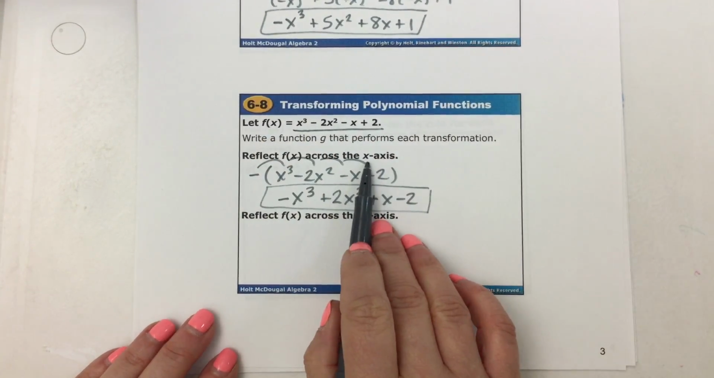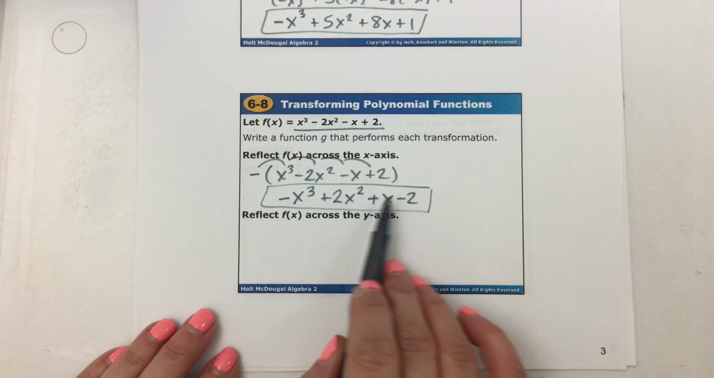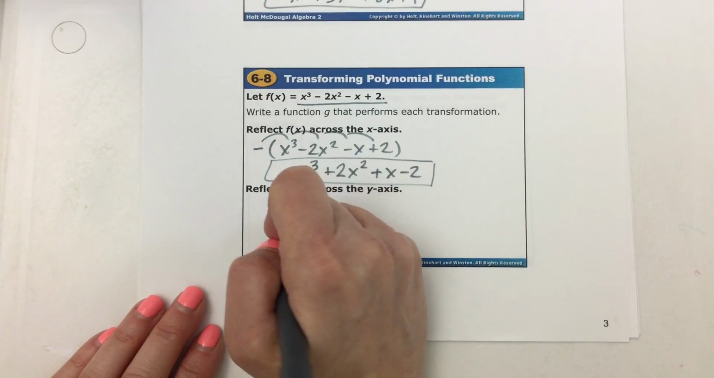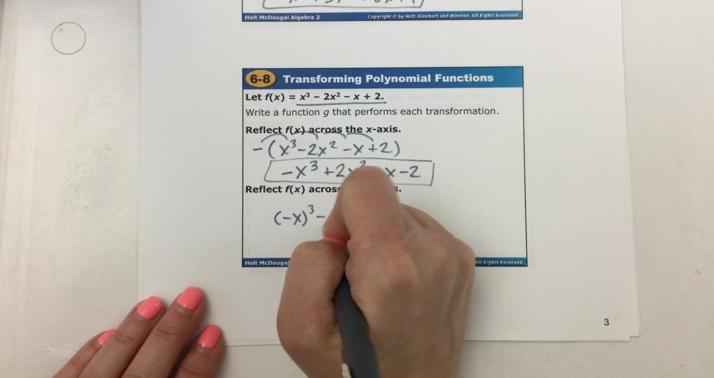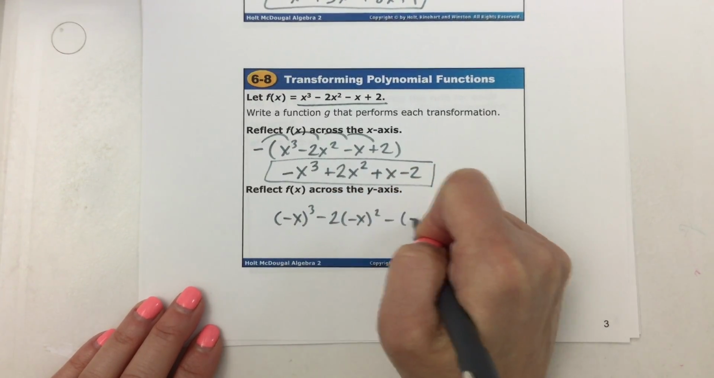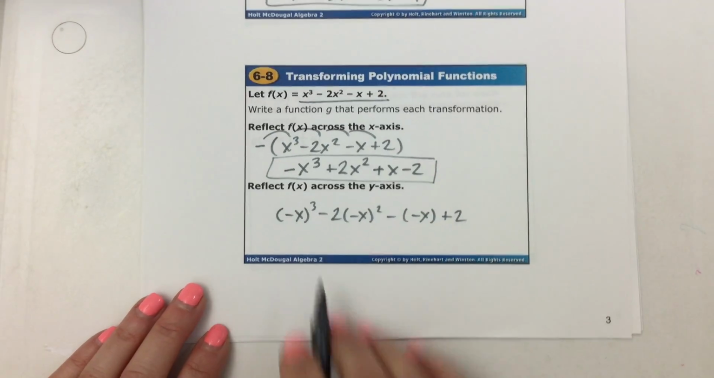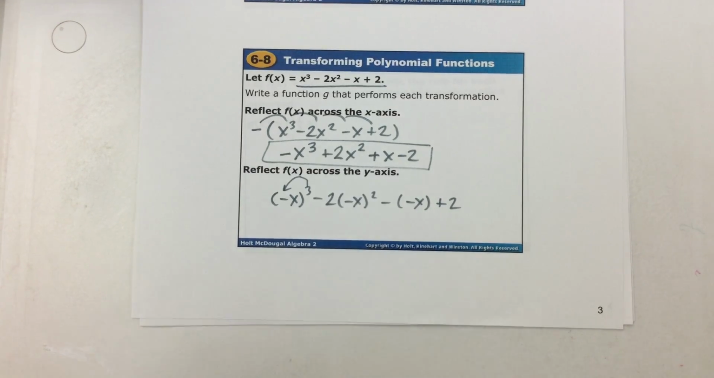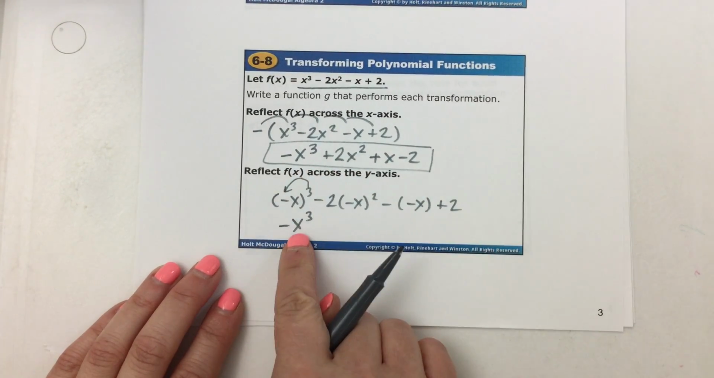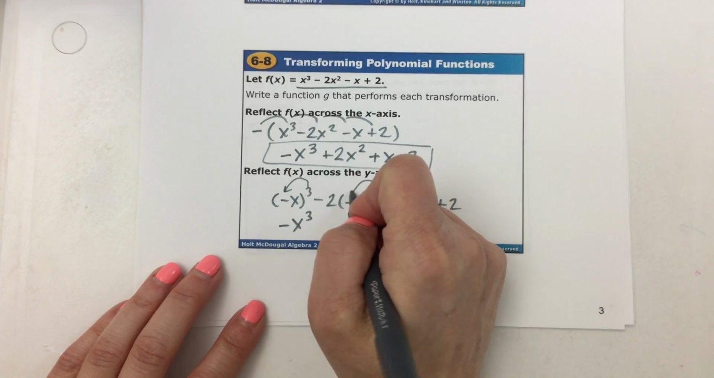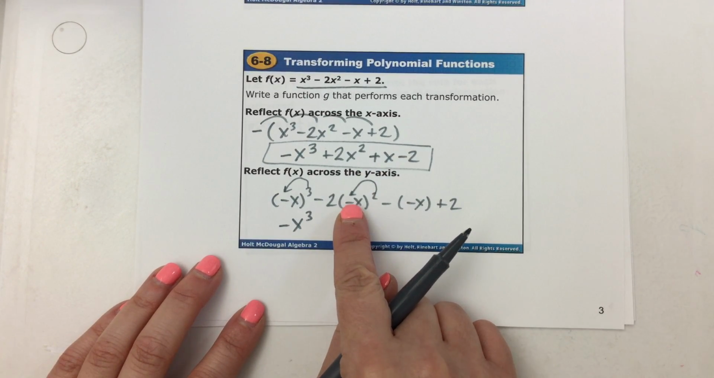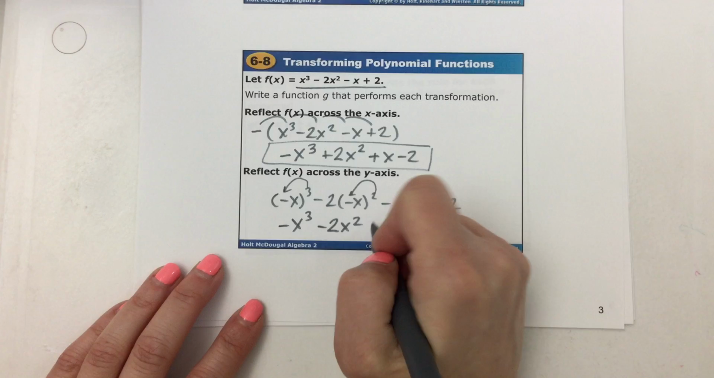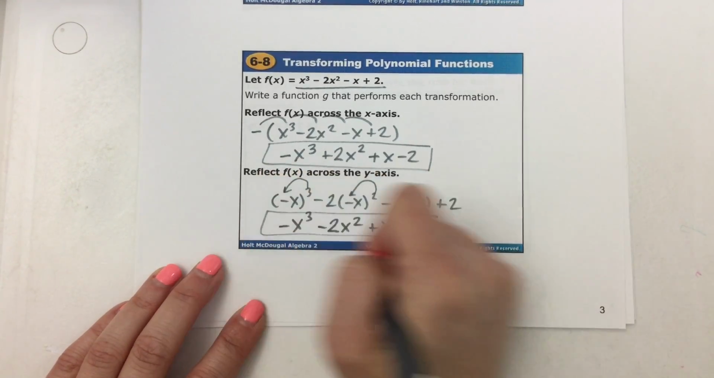So what happens when you reflect across the x is the sign changes for every single term in the original function. When you reflect across the y, only the x terms change. And to change them, you change it into a negative x. Now when I have this power of 3 on a negative, negative times a negative is a positive, so the third negative would keep this as negative x cubed. Here, negative x times negative x would be a positive x squared times negative 2, negative 2x squared. Negative times a negative is a positive x plus 2.